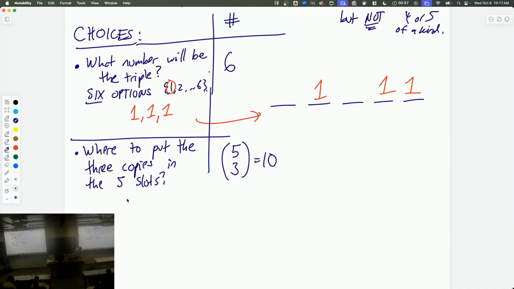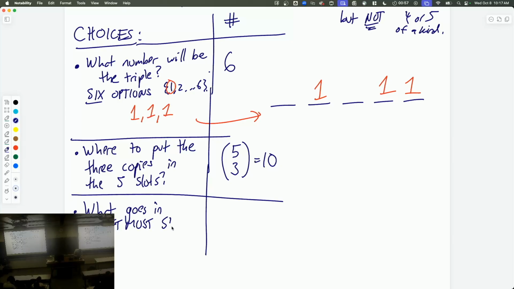The way I think about it, there are lots of equivalent ways to do it. I'm just going to go left to right. There's one slot that is the leftmost slot. There's one slot that is the rightmost slot. And I'm going to choose what number goes in the leftmost slot and what number goes in the rightmost slot.